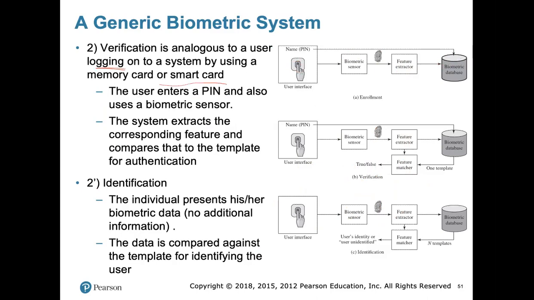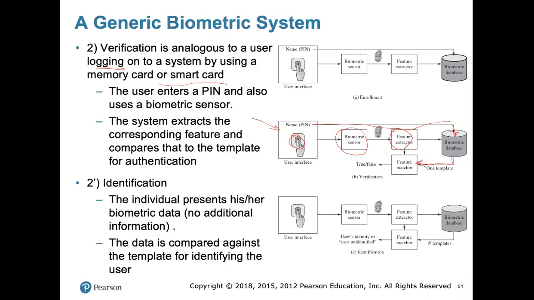This is what happens for the verification. The user comes and puts his finger here. For example, let's assume that it is a fingerprint biometric. The user puts his or her finger here, and again the biometric sensor collects data. Features will be extracted. Using the username or using the PIN, the record or the template of that person will be extracted from the database.